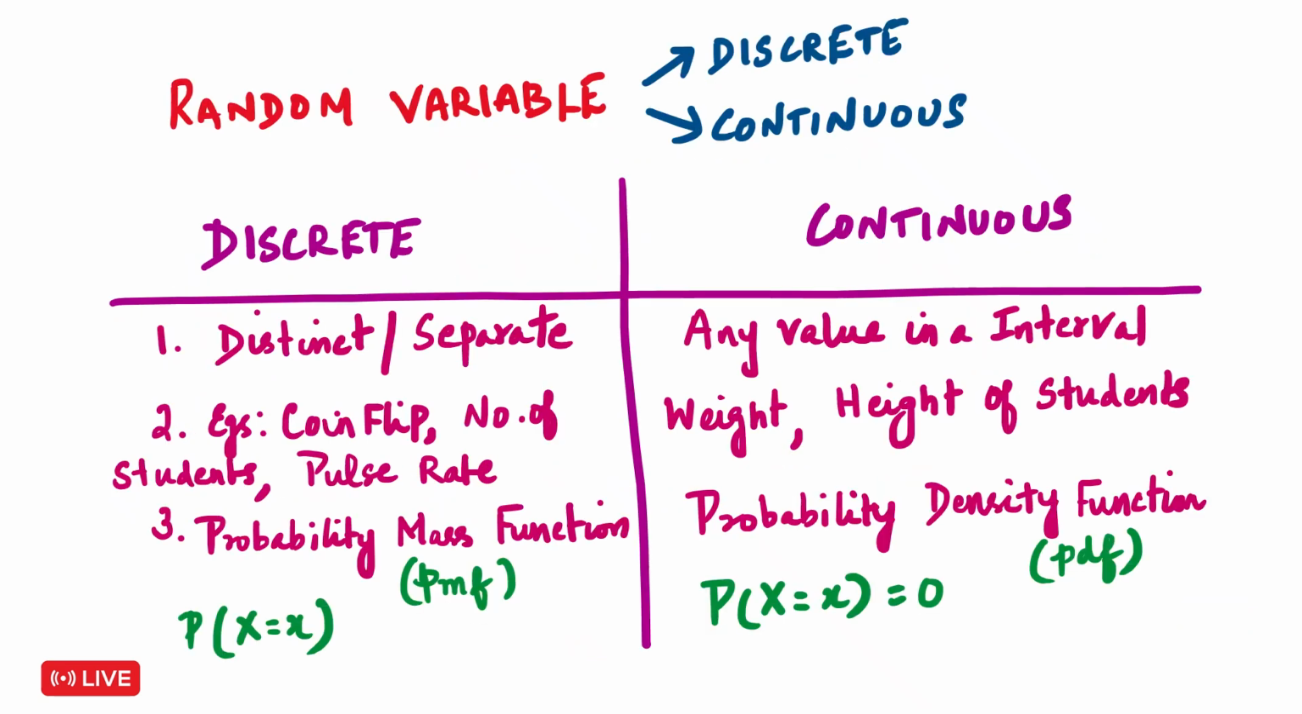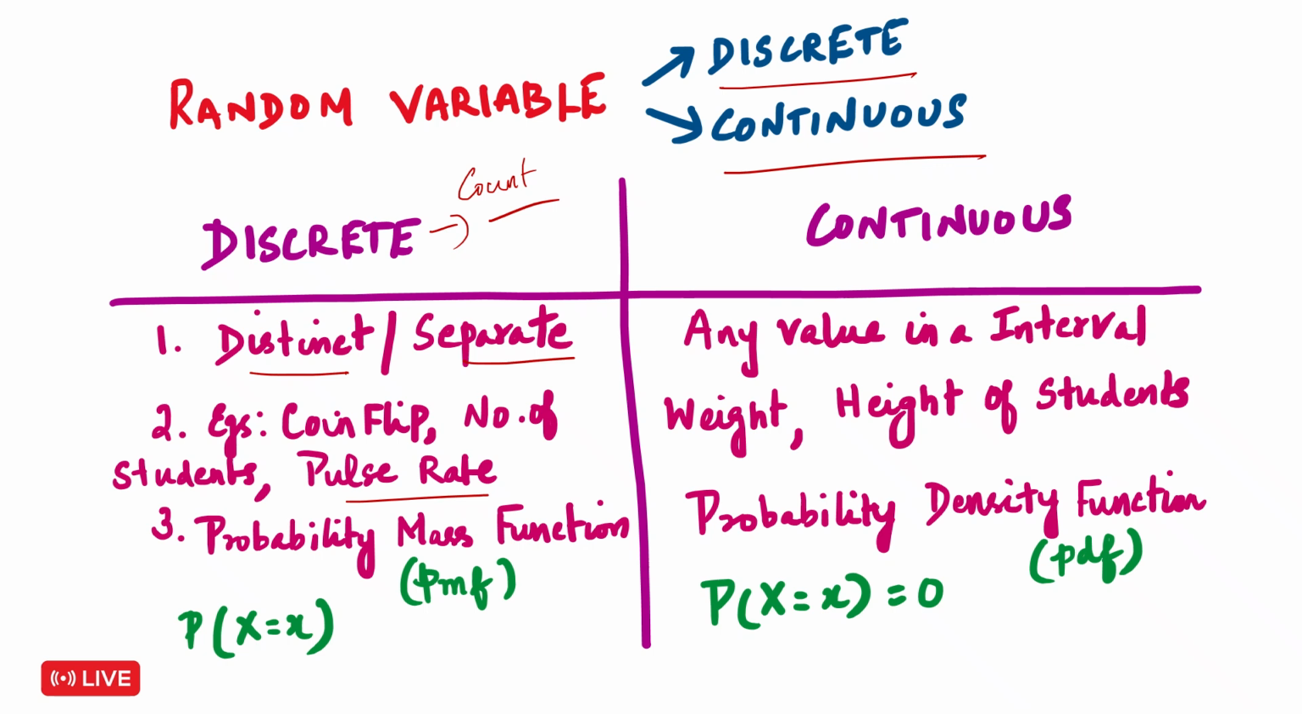A random variable can be discrete or continuous. A discrete random variable will take up distinct or separate values. For example, the number of heads in a coin flip, the number of students in a classroom, pulse rate are all examples of discrete random variables. Anything that you can count or that doesn't have a decimal value will be a discrete random variable.